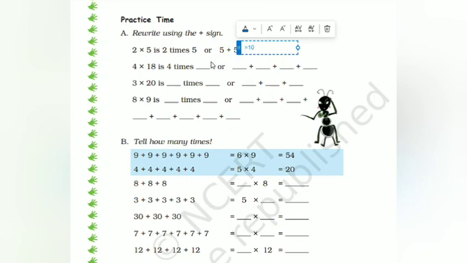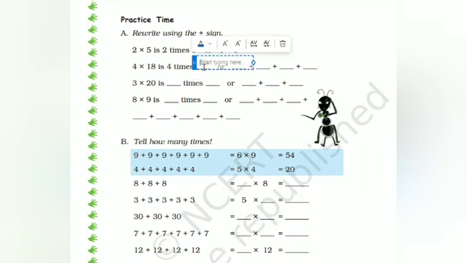Okay. Then 4 times 18. So 4 times 18 we have to write, that is 4 into 18. Or we can write, how we can write?